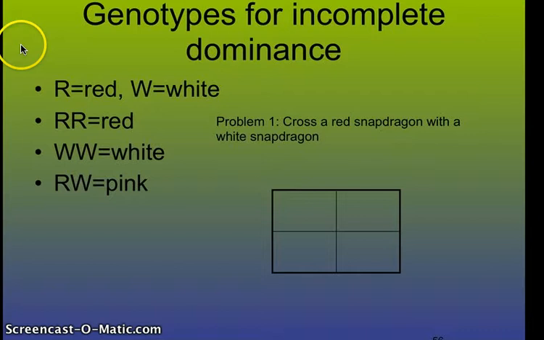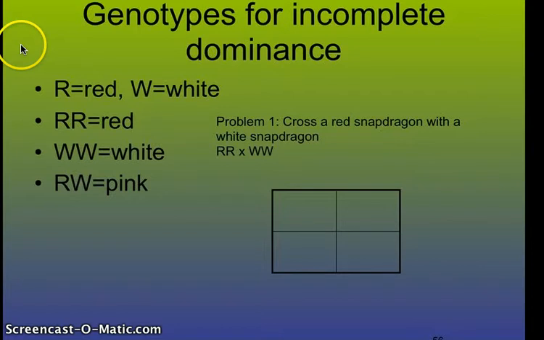So step 2 would be to assign upper and lower case. We're skipping that because you don't do that. Step 3, figure out what the parents are. Well, we have a red parent and a white. And again, if you look at the key on the left, it's already done for you. We're crossing R with WW.